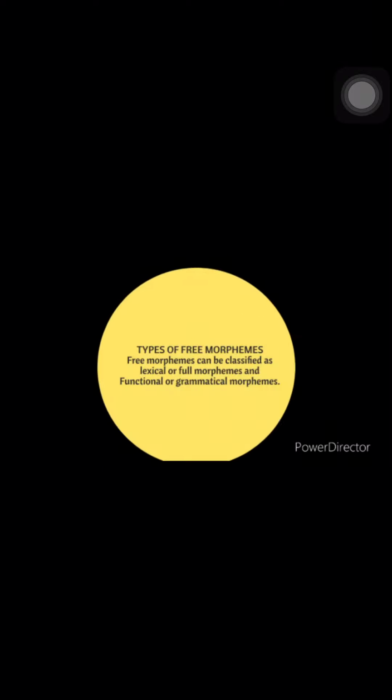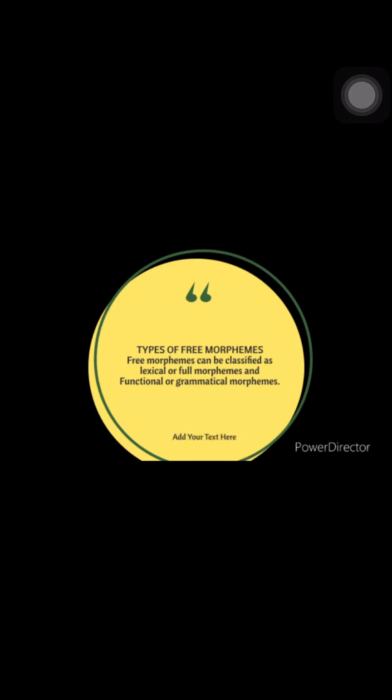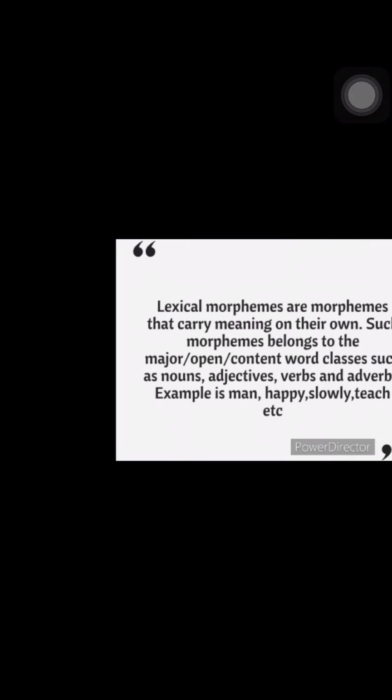Now, let's move on to the types of free morpheme. Under free morpheme, we have two types: lexical or full morphemes and functional or grammatical morphemes. Let's start with the lexical morphemes. Lexical morphemes carry meaning on their own. Such morphemes belong to the major open content word classes such as nouns, adjectives, verbs, and adverbs. Examples are sit, man, come, happy, because, while.